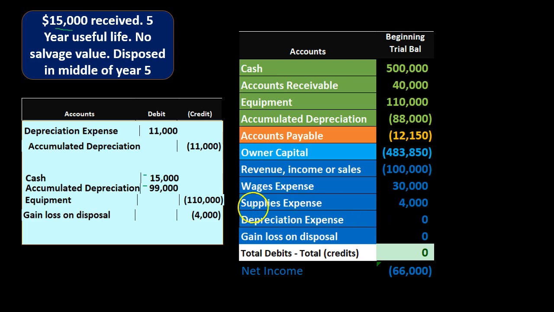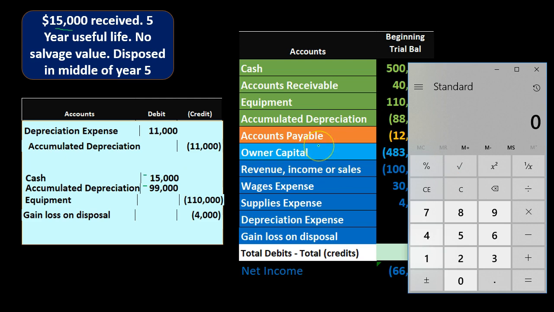The other way we know is that the $110,000 minus the $99,000 is the book value of this property, plant, and equipment. So how would we calculate the book value at this time? 110,000 minus 99,000. So we've got a $1,000 book. Let's do that again. That doesn't look right. 110,000 minus the 99,000 gives us 11,000 on the book value, and we sold it for 15,000. So if we subtract out the 15, we got 4,000 more dollars than the book value of the equipment. So that's going to be a gain in that case.